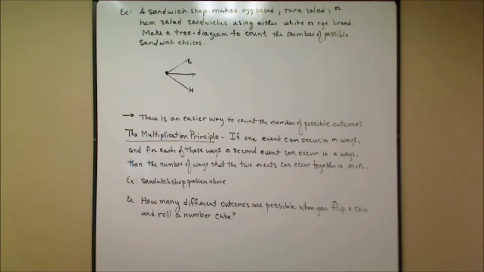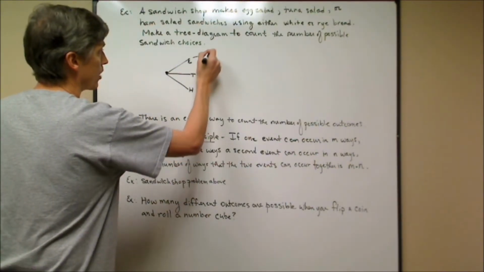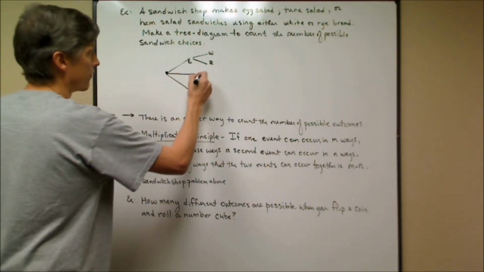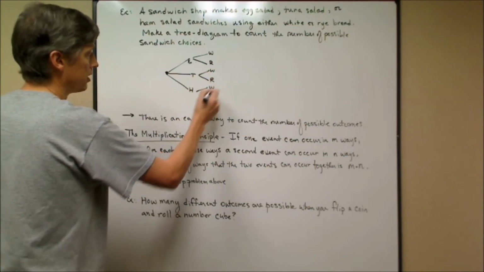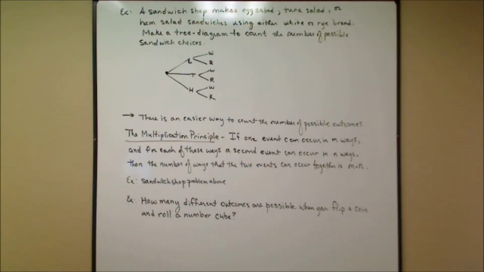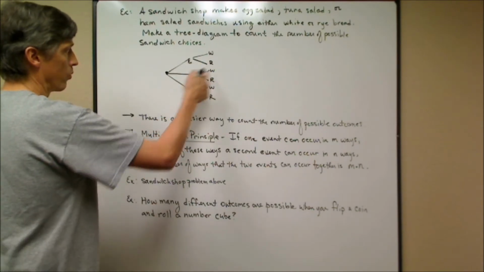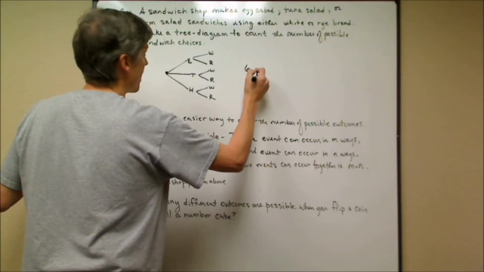Then, if I choose egg salad, I can have it on white or rye. For tuna, the same thing. I can have it on white or rye. And for ham, I can have it on white or rye. You can see that I have 6 possible sandwich choices. Just like the last example, they're not always exactly the same. It's just a coincidence here. I can have egg salad on white, egg salad on rye, tuna on white, tuna on rye, ham salad on white, ham salad on rye. There are 6 possible choices.